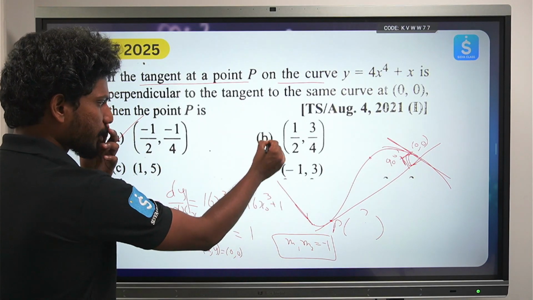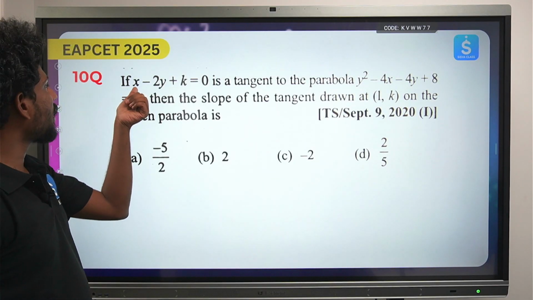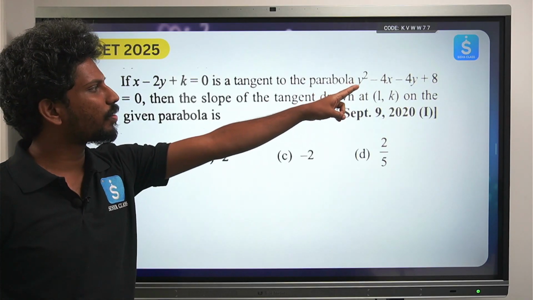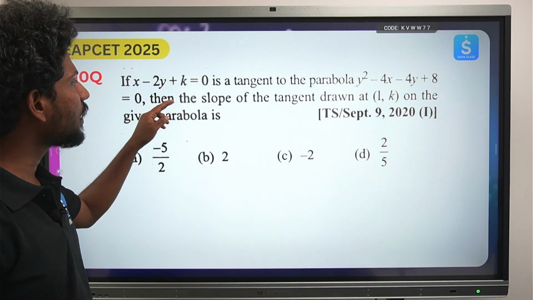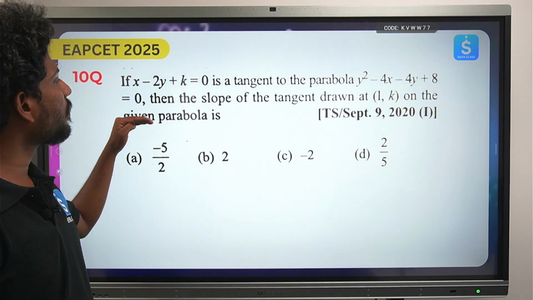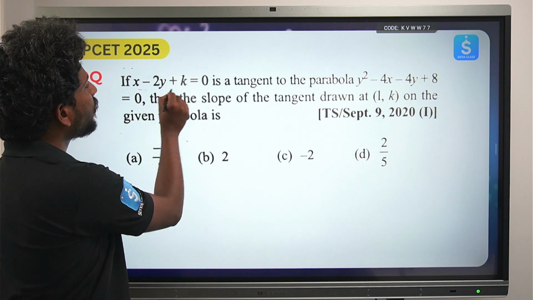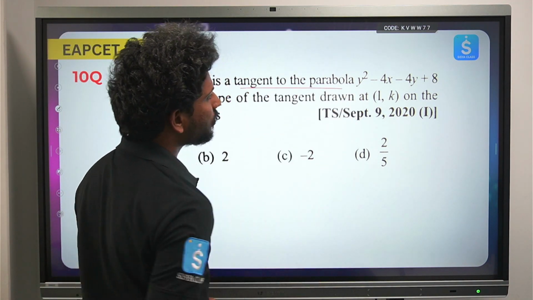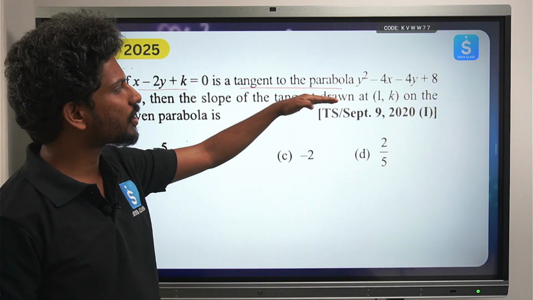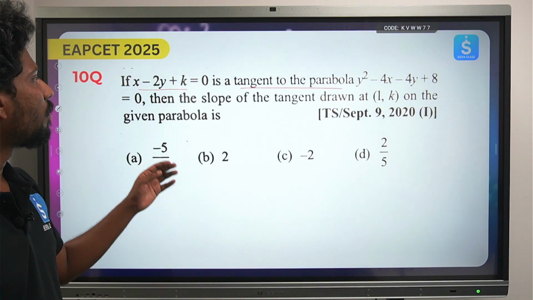Done. So the remaining options are all wrong. Okay, so the next problem is the 11th: x minus 2y plus k equals 0 is a tangent to the parabola y square minus 4x minus 4y plus 8 equals 0. Then the slope of the tangent drawn at (1, k) on the given parabola is?